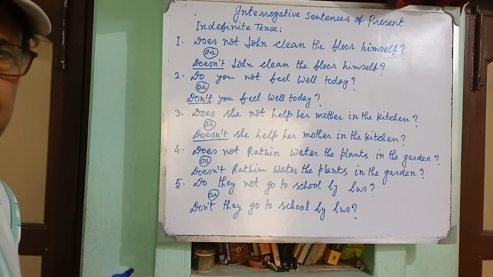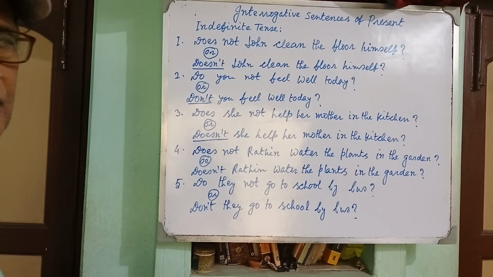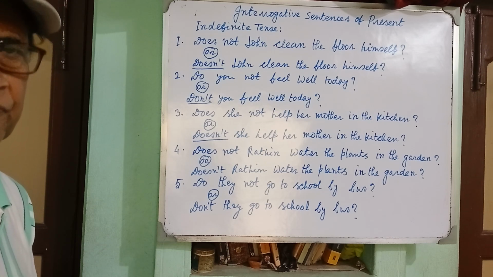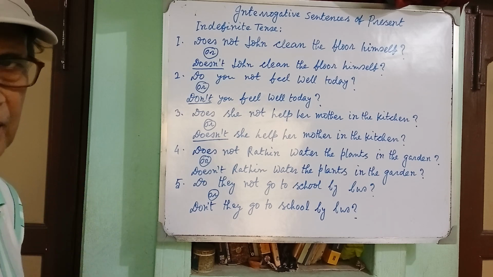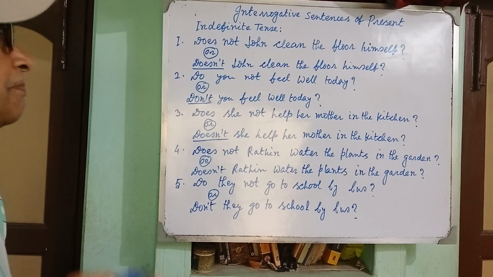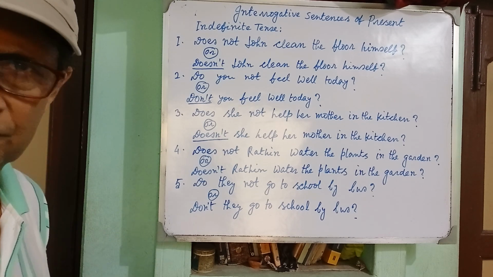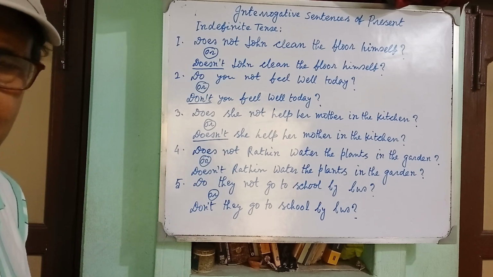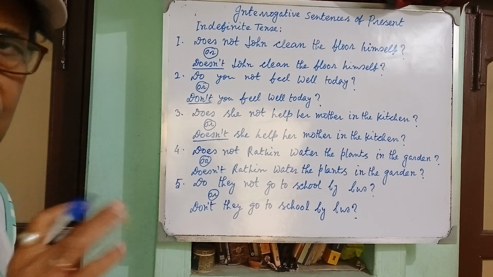do, the auxiliary verb, or does plus negative form, not, plus subject plus principal verb. Again I am repeating. If the subject is a noun, does plus not plus subject plus finite verb. Clear? And if the subject is a pronoun, do or does plus subject plus not plus principal verb. Okay? This is the formula.